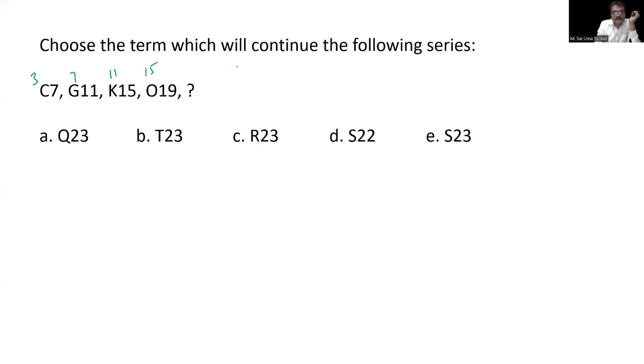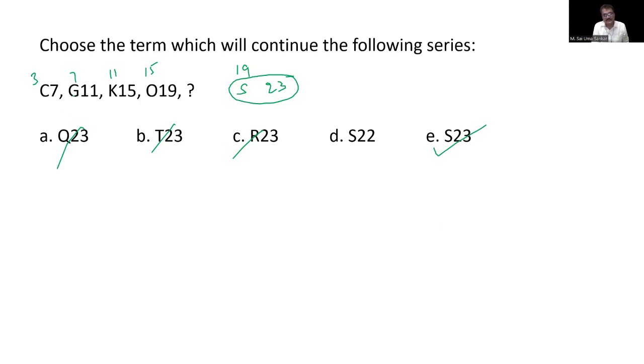What is 15 plus 4? That is equal to 19. What is the 19th letter? Yes. So these three options are eliminated. Only two options are left. Now 7, 7 plus 4, 11, 11 plus 4, 15, 15 plus 4, 19, 19 plus 4 is equal to 23. So what is the answer? Option E is the correct answer.